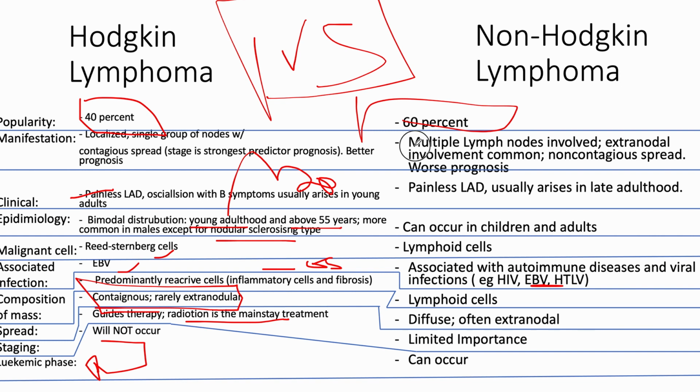Non-Hodgkin is 60%. It involves multiple lymph nodes, so it can involve our cervical, our inguinal nodes. It can involve many things. Extranodal involvement, non-contiguous spread. Painless lymphadenopathy comes in late adulthood, it can occur in children and adults, and it's associated with autoimmune diseases and viral infections: HIV, EBV, human T-lymphotropic virus. It can be diffuse, often extranodal, and it has limited importance for staging, and a leukemic stage can occur.